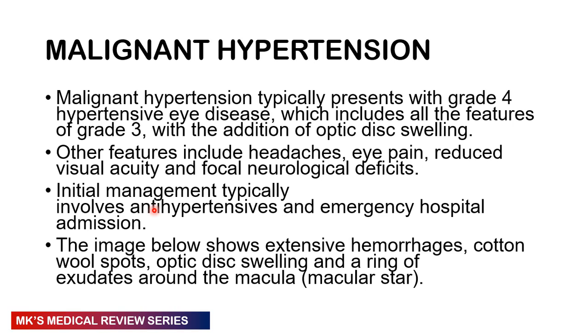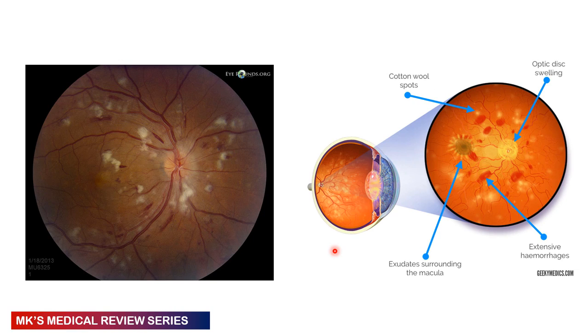So there is an image that is going to show extensive hemorrhage, cotton wool spots, optic disc swelling, and a ring of exudates around the macula, which is known as a macular star, which is, of course, what is being shown in this particular image. It is a very, very nice picture to bring to an OSCE station.